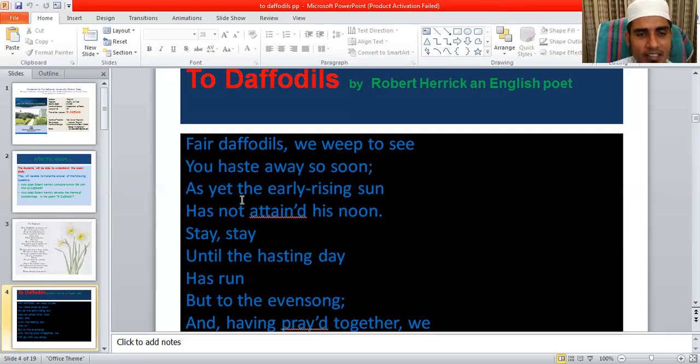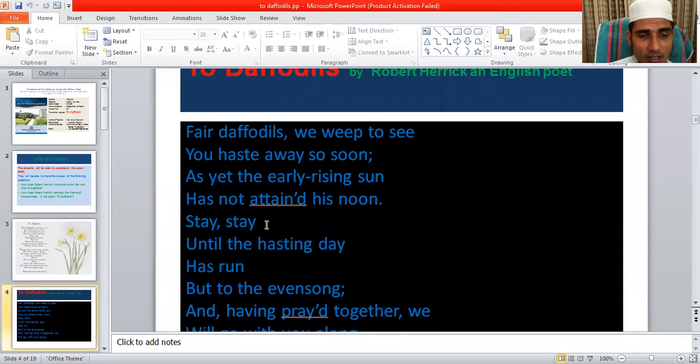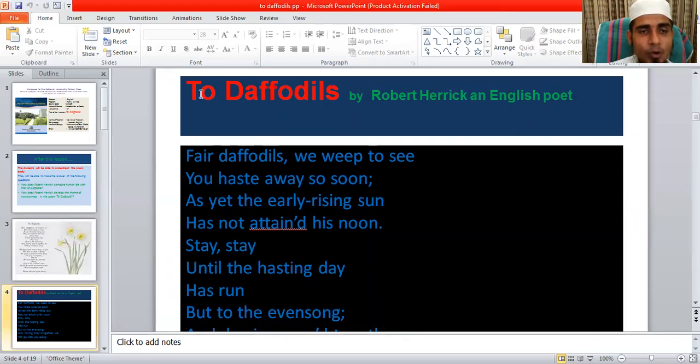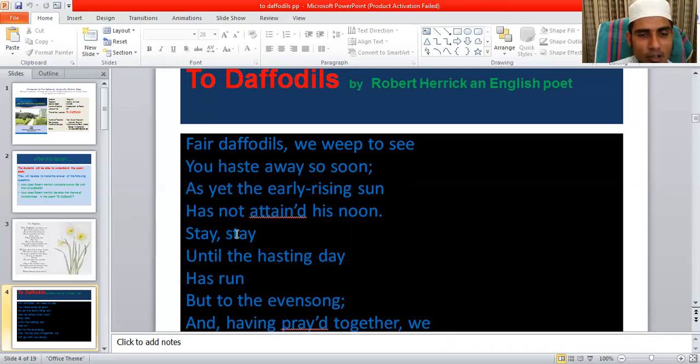So here he says, "As yet the early rising sun has not attained his noon." The poet makes an appeal that the early rising sun is still rising. It has not attained noon. But now you start your hurrying to go. Why? That is why the poet says that we weep to see your hurry. The poet makes an appeal to the daffodil flowers. The title of the poem is "To Daffodils." That means the poet has an appeal to the daffodil flower.